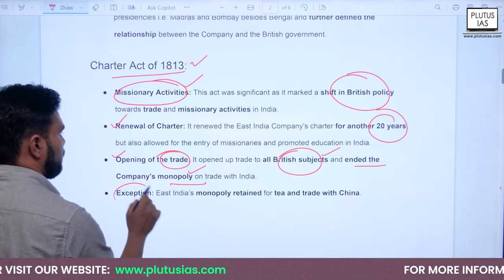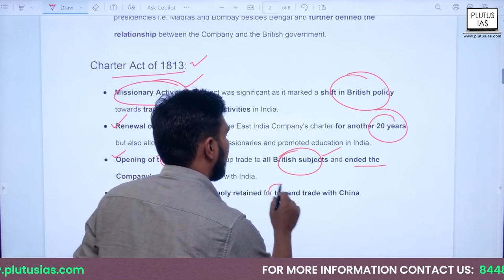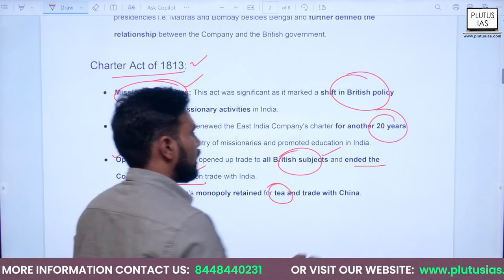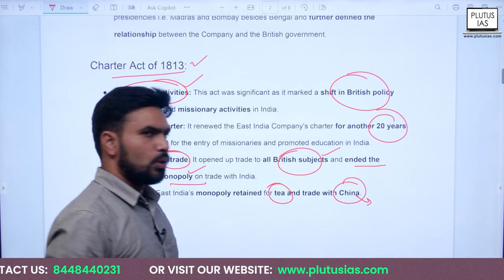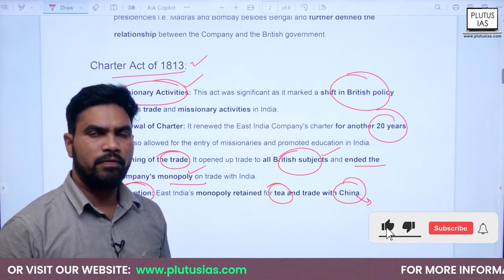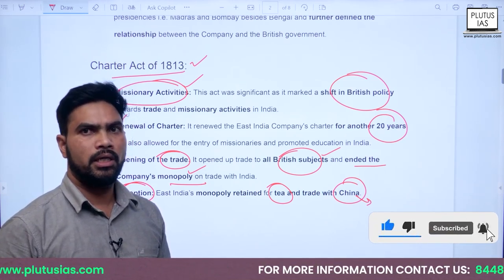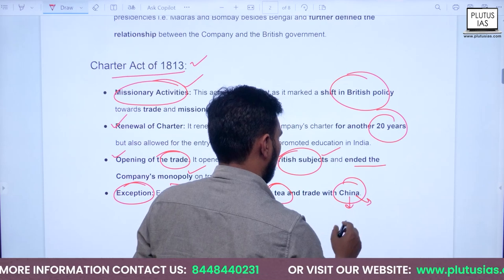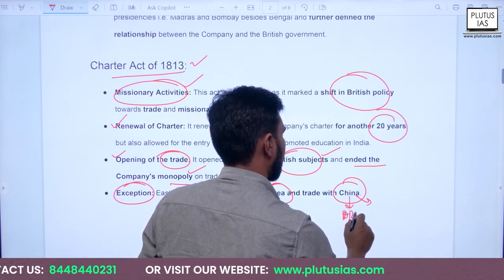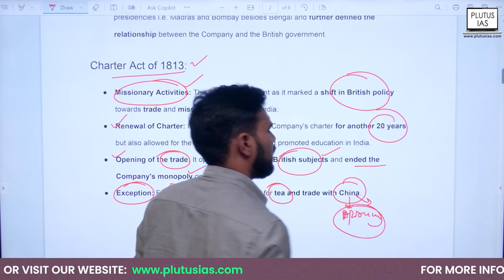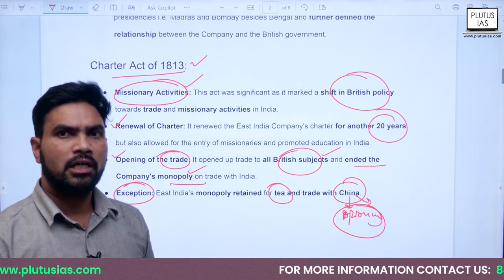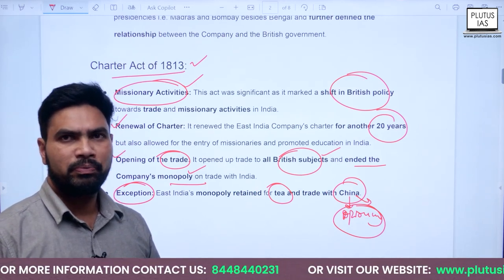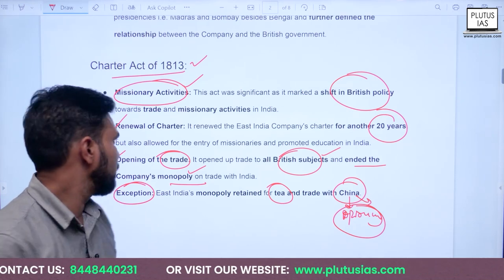However, there are two exceptions. One is trade in tea. So in this aspect, the monopoly of East India Company still retained, and trade with China. So trade with China was very much profitable. So the East India Company managed to retain its monopoly in trade with China, because Chinese people were buying opium. So this was very much profitable. East India Company was extracting lot of profits through trade in opium. So it managed to retain its control over trade with China.